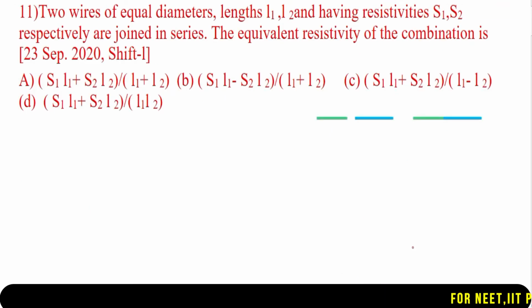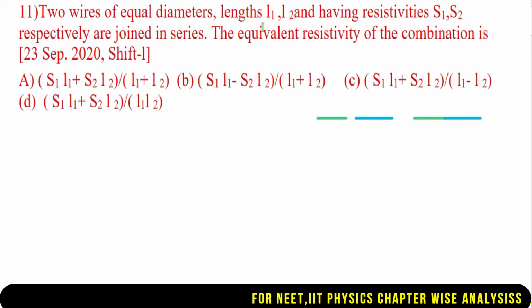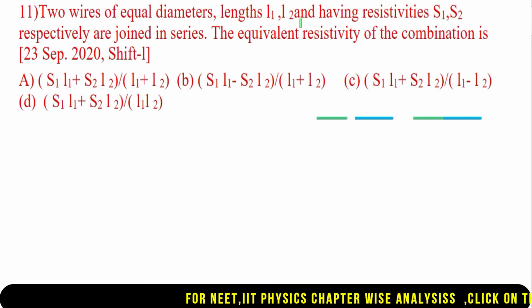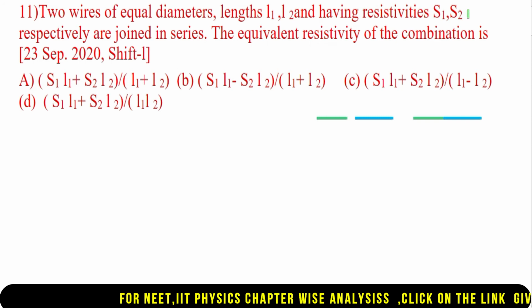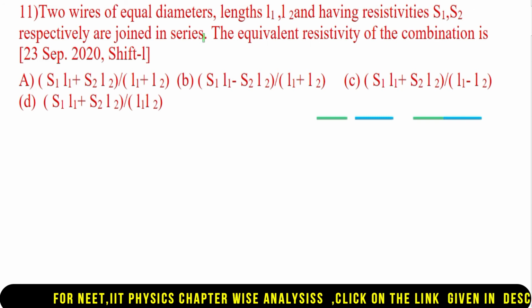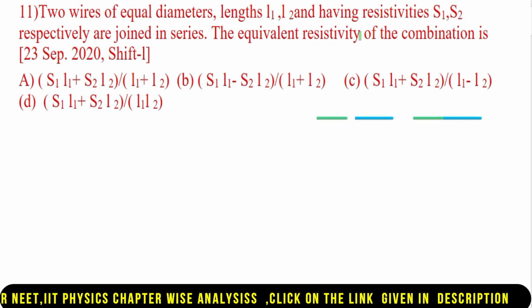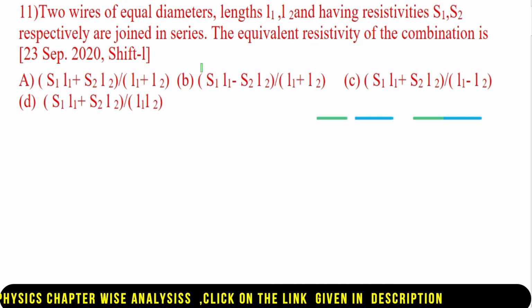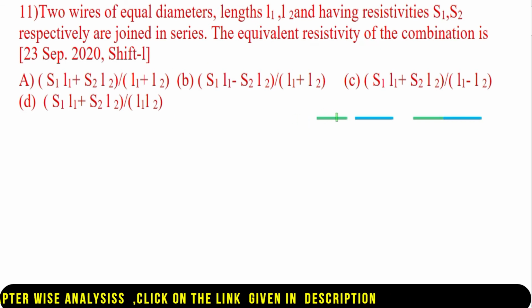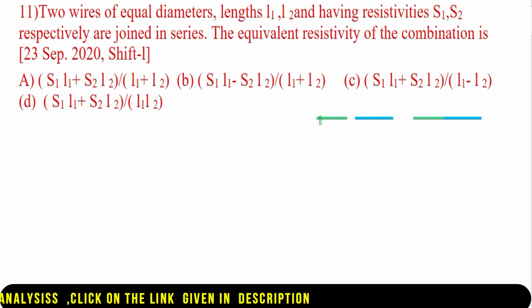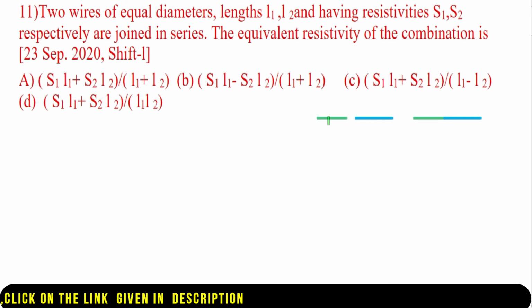Our next sum is: two wires of equal diameters, lengths L1, L2, and having resistivities S1 and S2 respectively are joined in series. The equivalent resistivity of the combination is? Now, these are two wires, and these two wires are connected in series. You have to calculate the equivalent resistivity.